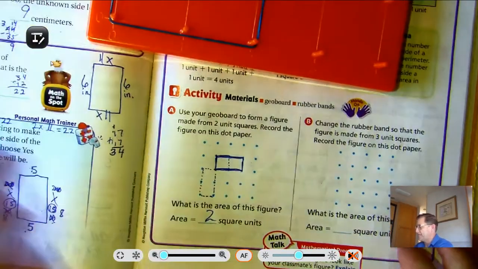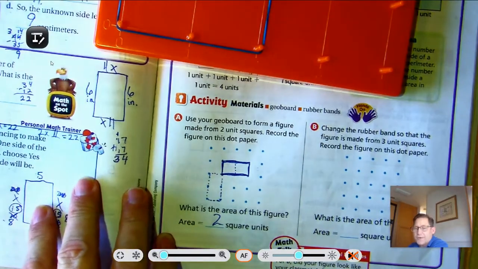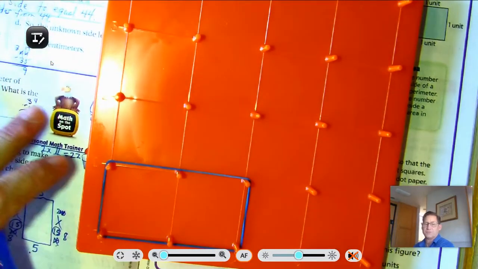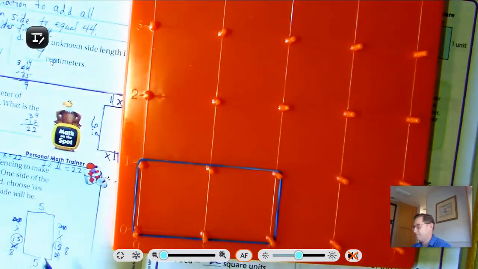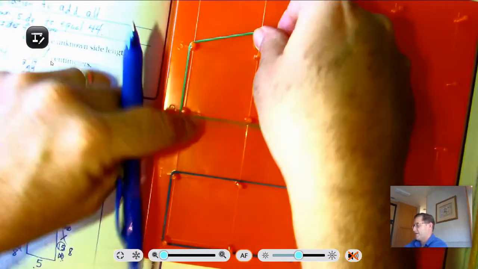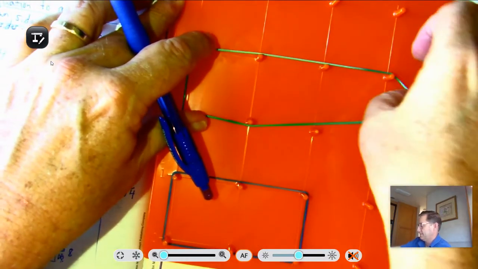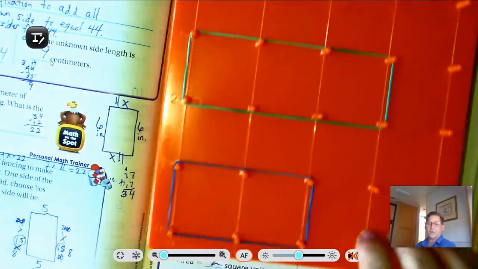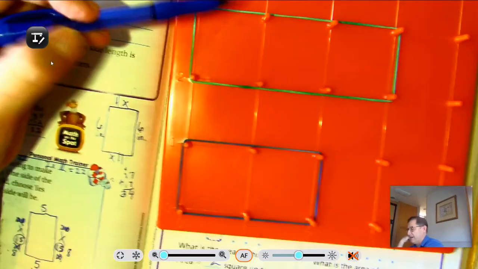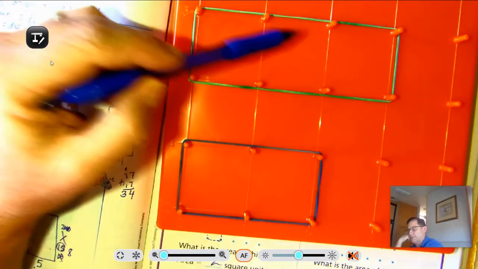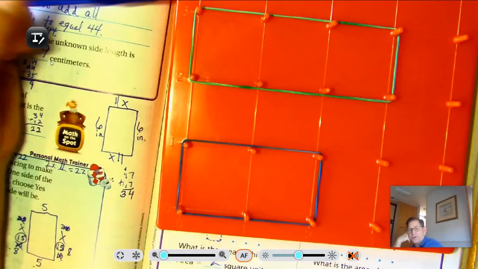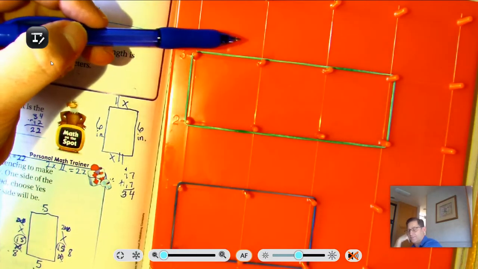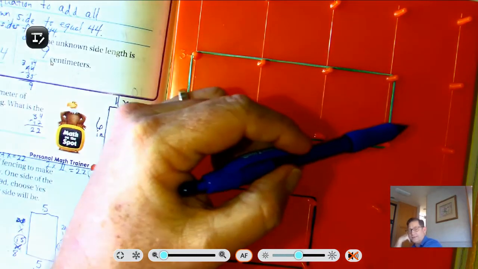Now, it wants us to change the rubber band so that the figure is made from 3 unit squares. Record the figure on this dot paper. Okay, so I'm going to leave the area of 2 there. And this time I'm going to make an area of 3 square units. So now, if you look at it, we have area of 1 square unit, 2 square units, 3 square units. It has a length of 3 units and a width of 1 unit.